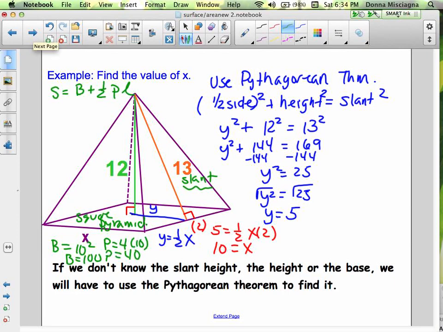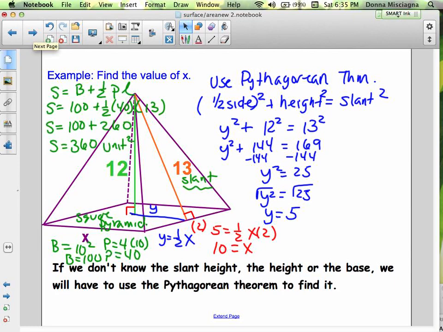All right, so then our surface area is going to be the area of our base, which is 100, plus 1/2 times 40 times 13. See, it's not going to take up that much space. So surface area is 100 plus half of 40, which is 20. 2 times 13 would be 26, so 20 times 13 is going to be 260. And so our surface area is 360 units squared. And that's our surface area.